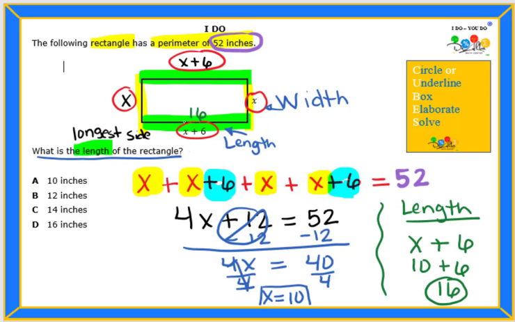Now let's see if we got this right. We have 16, so we said x equals 10. We know this is 16 and this is 10. 16 plus 16, what would that equal? 32. And 32 plus 20 is 52. Right back at our perimeter of 52. So I feel confident that I have the correct length for this rectangle, and it is 16 inches.